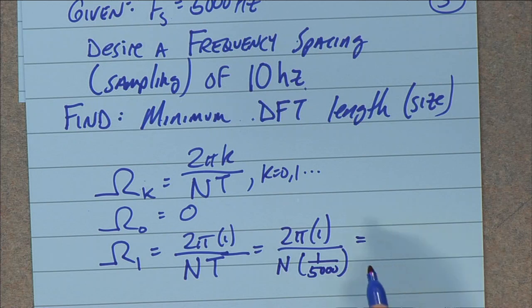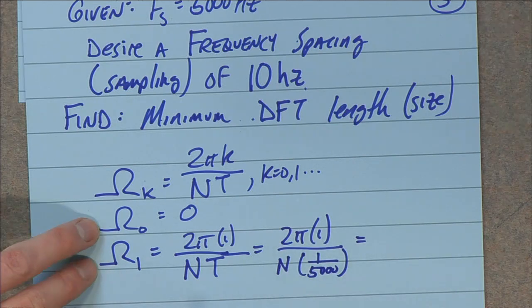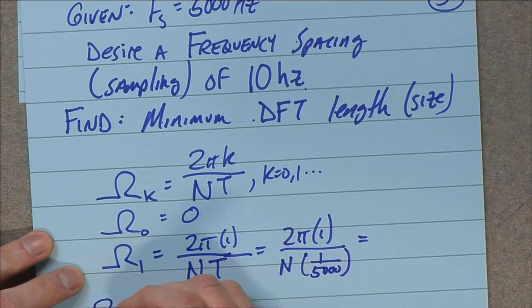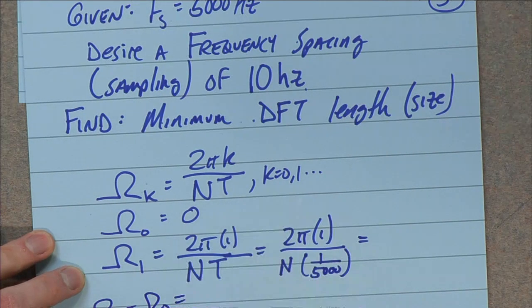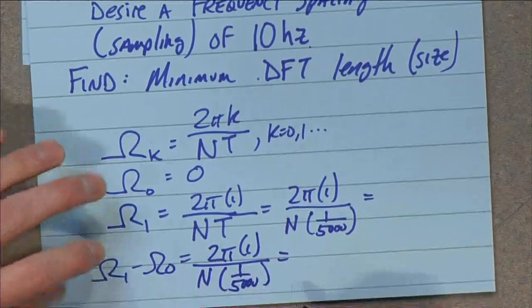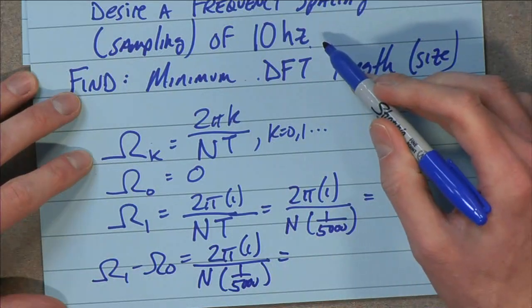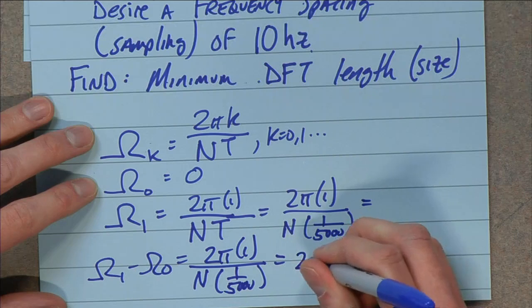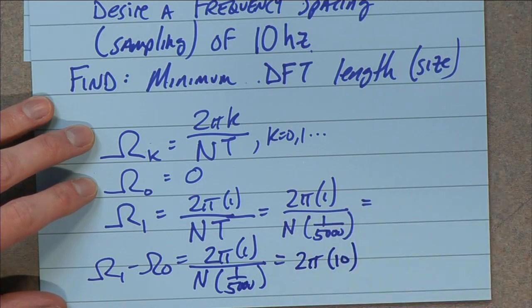So let's basically go ahead and say we want the difference between these two to be 10. So how do I do that in a way that's easy to follow? Subtract these. It's 2 pi times 1 all over n and 1 over 5,000 equals, we want it to be 10 hertz, but hertz is not in radian frequency, so make that 2 pi times 10.